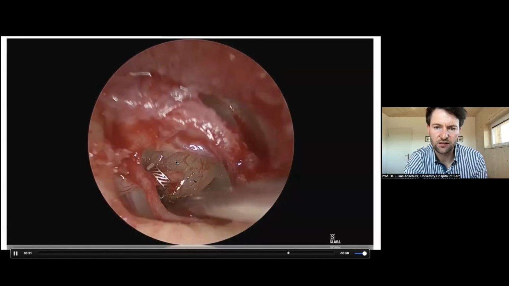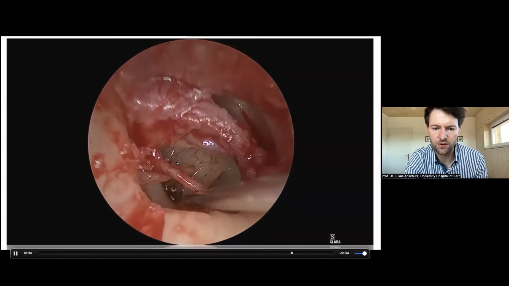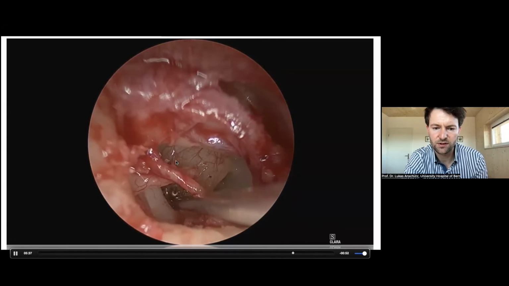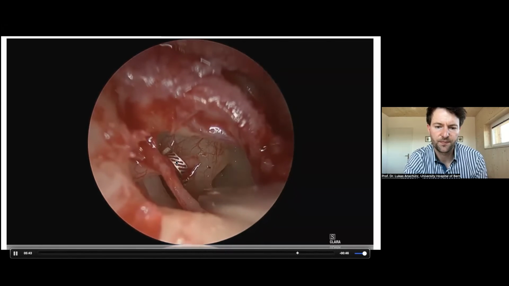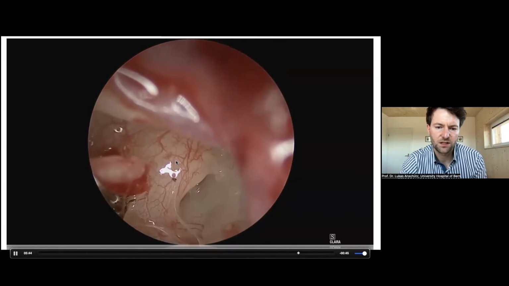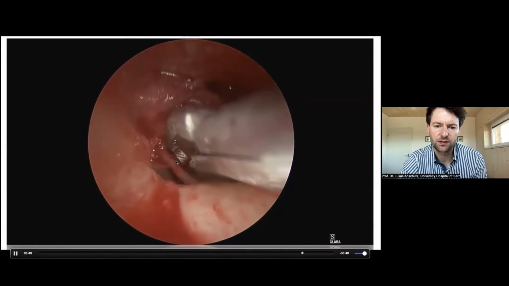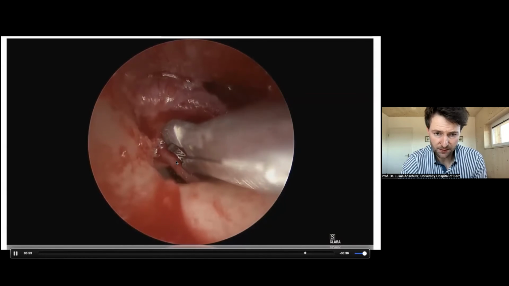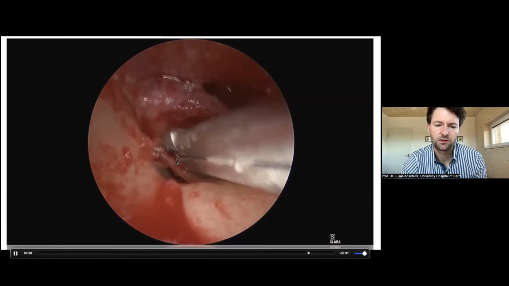We can check again the right positioning. And I'm quite happy with the prosthesis as it is now. You can see it in a good position, so that we can close. Let's see again. So we can close the prosthesis on the long process of the incus. The crimping.